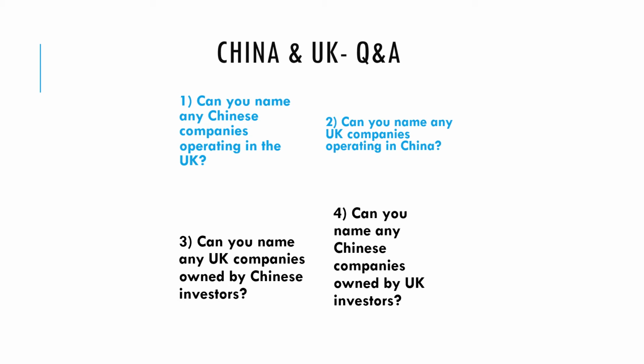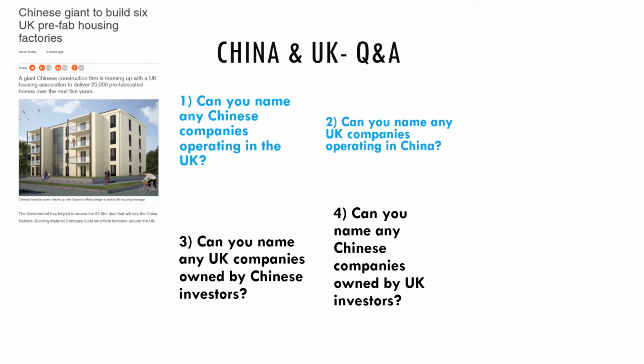Well, the answer to question 1, you might think of some Chinese companies maybe selling their products in the UK, for example, Lenovo and their laptops. Chinese companies actually operating and building stuff in the UK is a little bit trickier, but recently there was an example where a Chinese construction firm teamed up with a UK Housing Association to make factories that would produce prefabricated homes, kind of like flat pack homes.